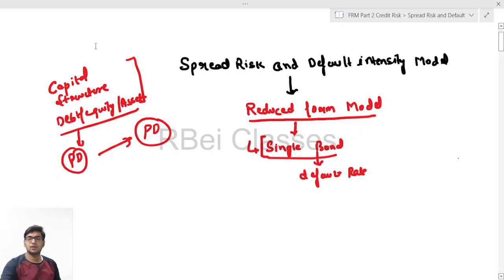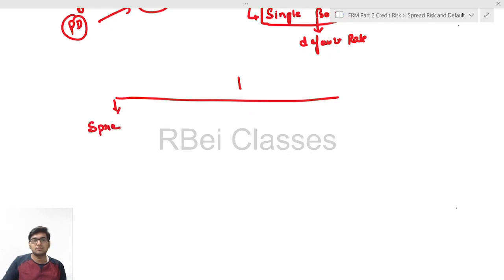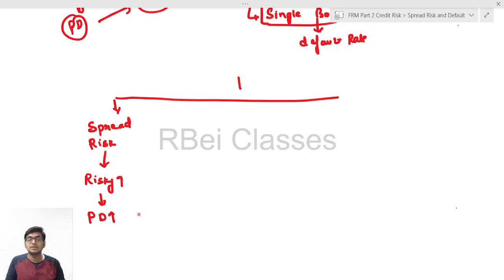Clear? Now we are going to cover this topic in three parts. Number one is the spread risk. If you are issuing a bond and its spread is high, it means the amount of risk is high, and the amount of risk is high means the probability of default is also high. See, at the end what I am moving towards is probability of default. Spread risk high means the bond is very risky, and when the bond is very risky, that means the probability of default is very high.